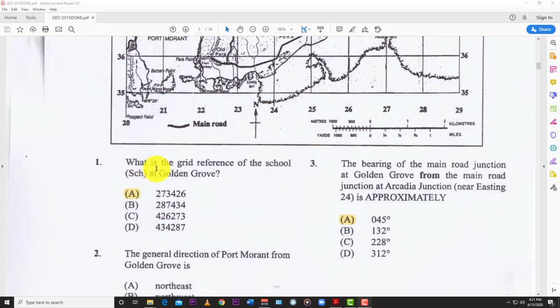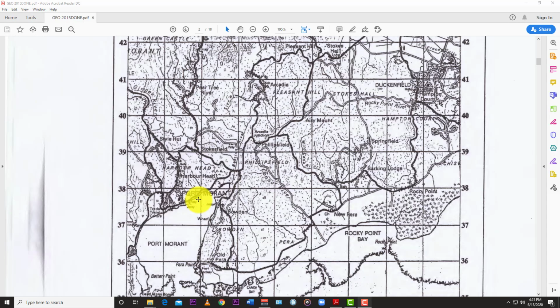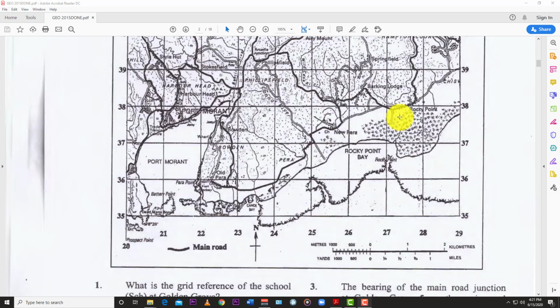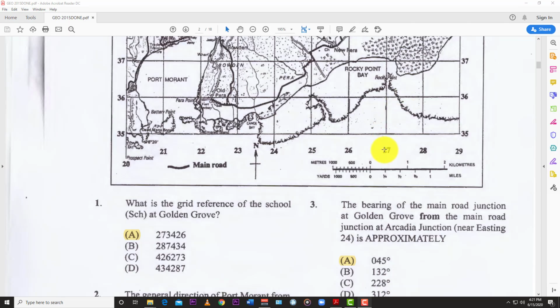The first question asks, what is the grid reference of the school in Golden Grove? You see the school is labeled as SCH, and right now we're looking for a 6-point grid reference. So we have to look for Golden Grove, it's right here, and then we have the school right here. We come down, look at the Eastings first, and that's 27, and one thing, we can get the answer right there. So the answer is A, 27, because you don't have to go any further.